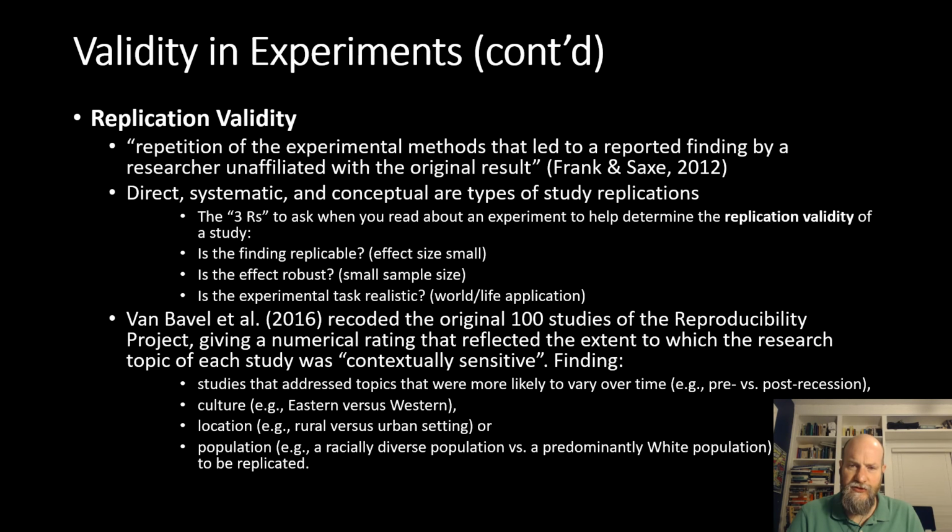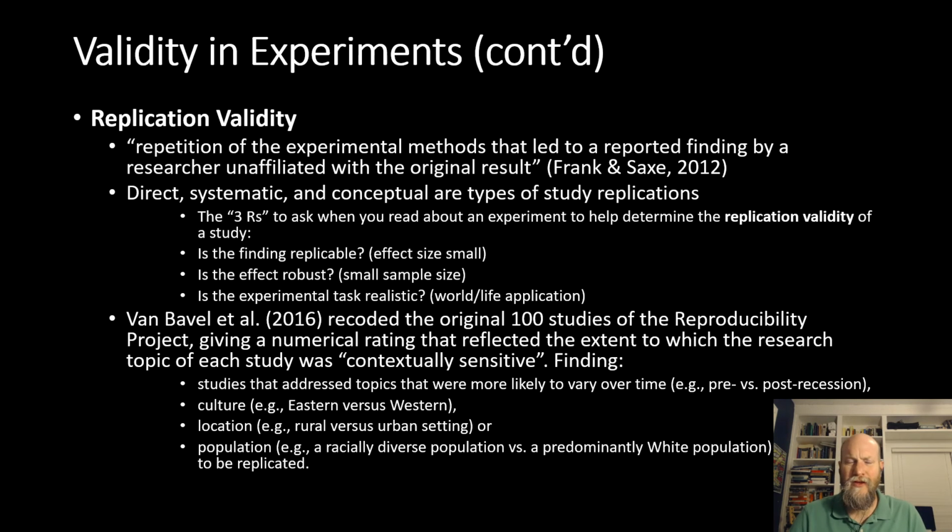There is an interesting project within scientific research, and we'll talk as time goes on about what's called the replication crisis. Ultimately, there was a review done called the Reproducibility Project, which gave a numerical rating that reflected the extent to which research on any given topic was contextually sensitive. They looked at studies that addressed topics that were more likely to vary over time. They found that if you're trying to examine things that are more likely to vary over time, then you're not as likely to find replication of that study.